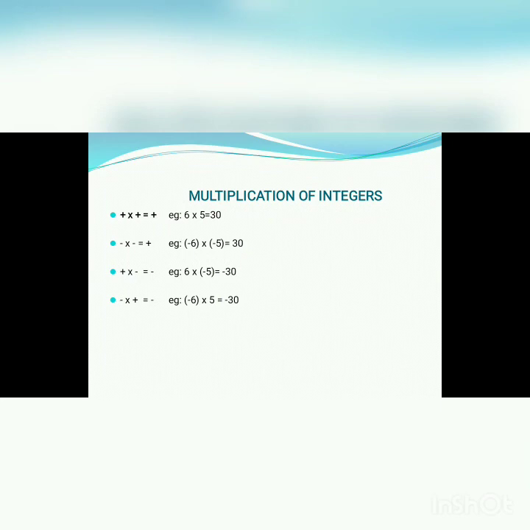Clear? And the third one, positive into negative is equal to negative. That means when you multiply a positive number with a negative number, the product is always a negative number or negative integer. I have written the example. 6 into negative 5 is equal to, you know what 6 into 5 is, that is 30. But the first number 6 is a positive integer, and the second number, negative 5, is a negative integer. So the answer is negative 30.